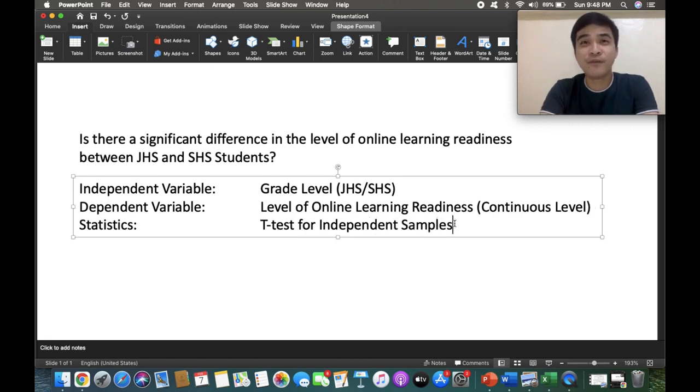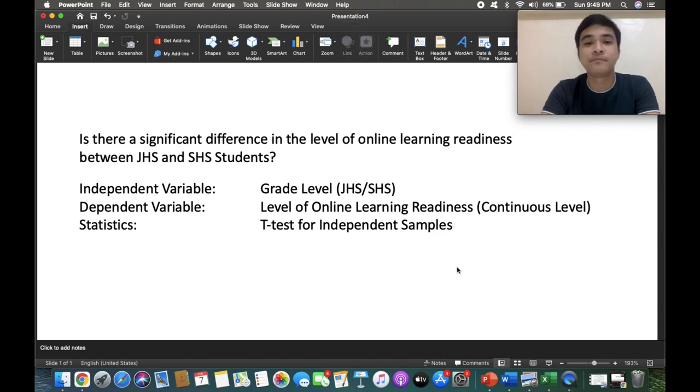Of course, before running the analysis, you need to have a review of the assumptions before using t-test for independent samples. Aside from homogeneity of variance, you also need to check the distribution of the data set, because t-test assumes or requires that our data set should be normally distributed for both groups.